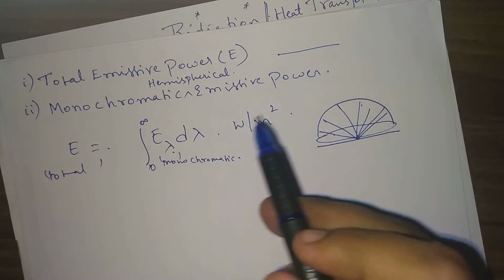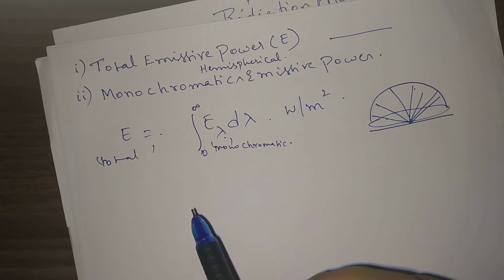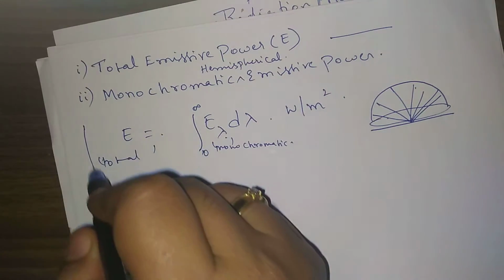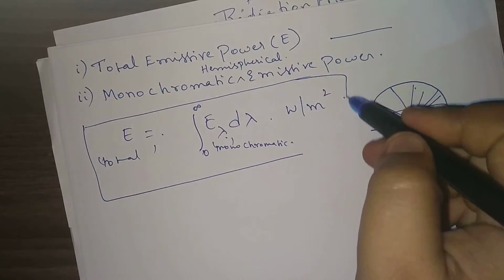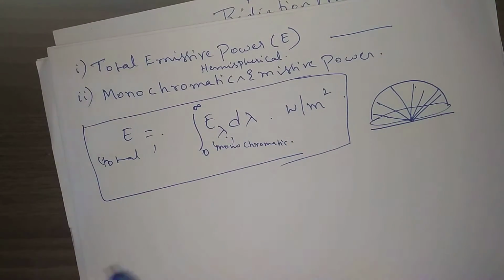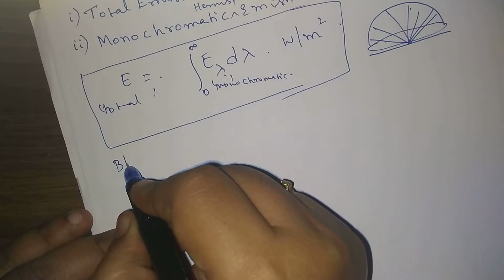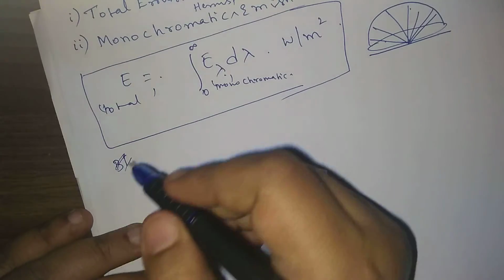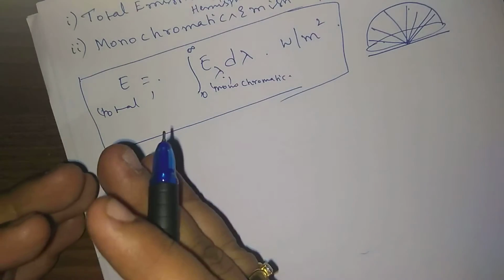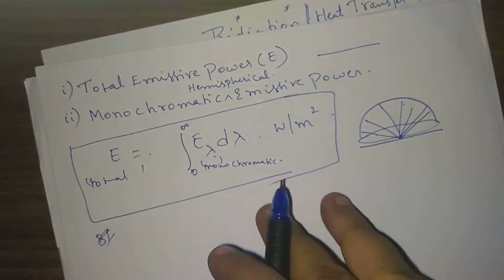So we say monochromatic emissive power and total emissive power. It is understood that it is hemispherical, and it consists of all directions. This you should not forget: total emissive power E is equal to the integral from 0 to infinity of E lambda d lambda, in watt per meter square. We'll define the black body at a later stage. Now this is what is called monochromatic hemispherical emissive power and total emissive power. I think you understood, correct?